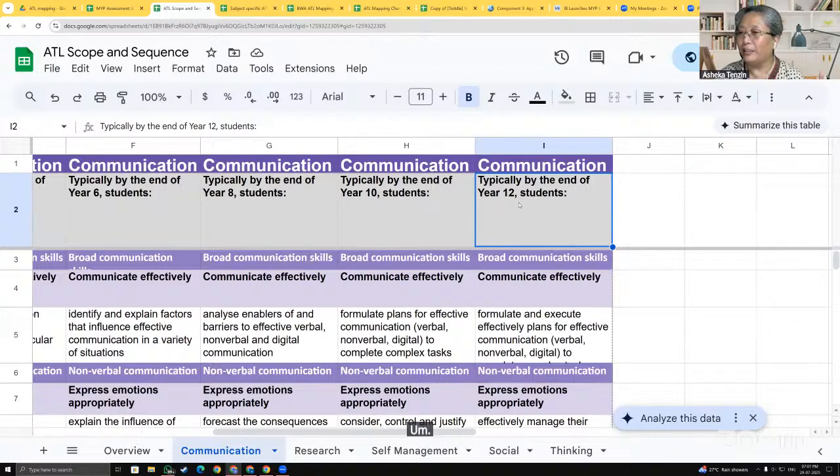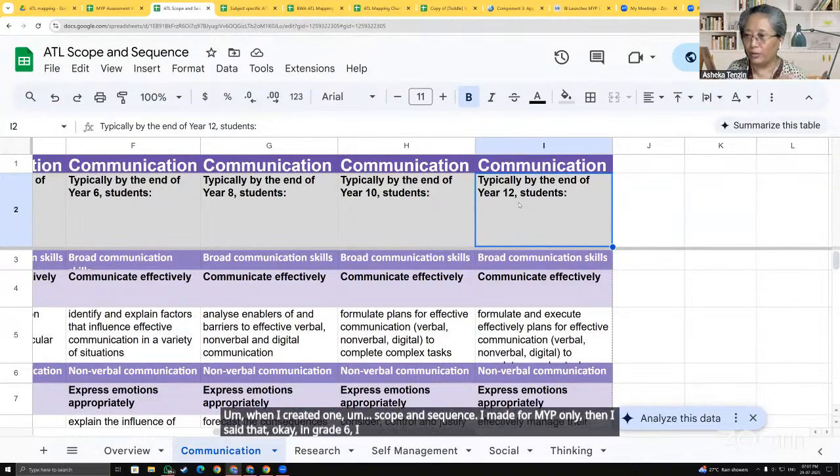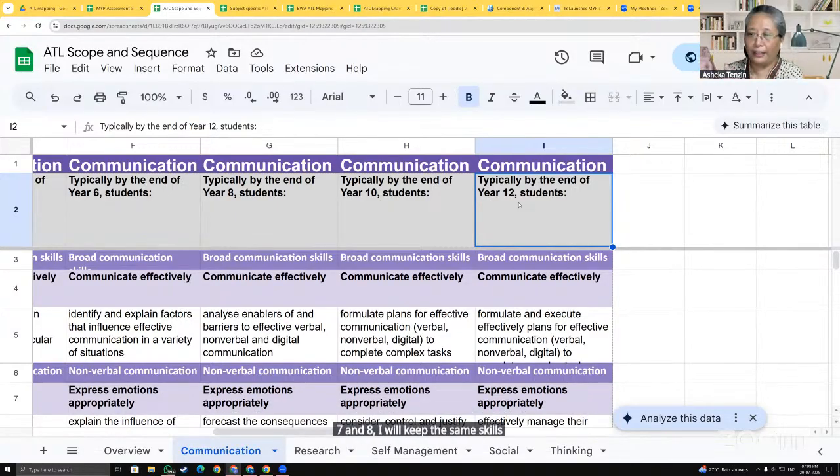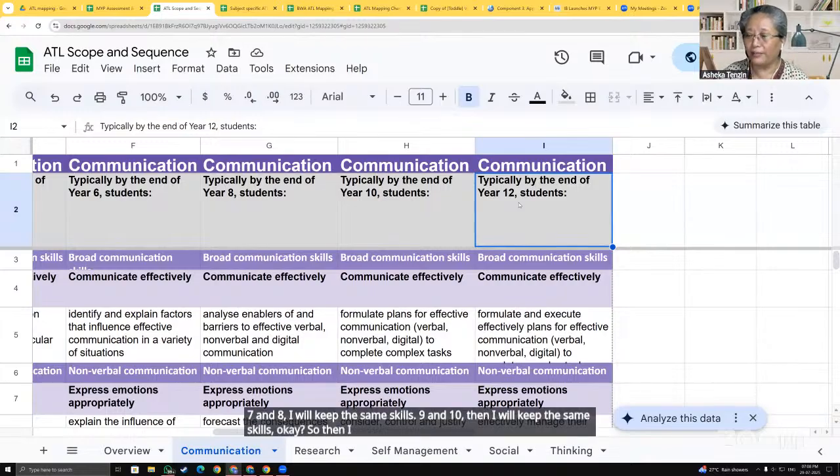When I created one scope and sequence, I made it for MYP only. Then I said that, okay, in grade 6, I'm going to focus on these skills. For 7 and 8, I will keep the same skills, and for 9 and 10, I will keep the same skills. So I combined 7 and 8 together and 9 and 10 together. You can decide how your progression will look depending upon your students.